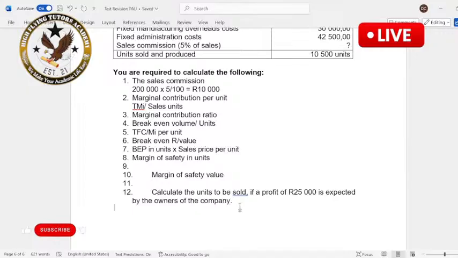This one, number 12. Number 12, they're saying calculate the units to be sold if a profit of 25,000 is expected. So after calculating everything, I'll give you the formula for number 12, not everything. The others you can check in the textbook quickly. They're there. So this one is going to be, you open brackets, you say total fixed costs plus expected profit, close brackets, divide by marginal income per unit, and then you will get the number of units to be sold to make a profit of 25,000.